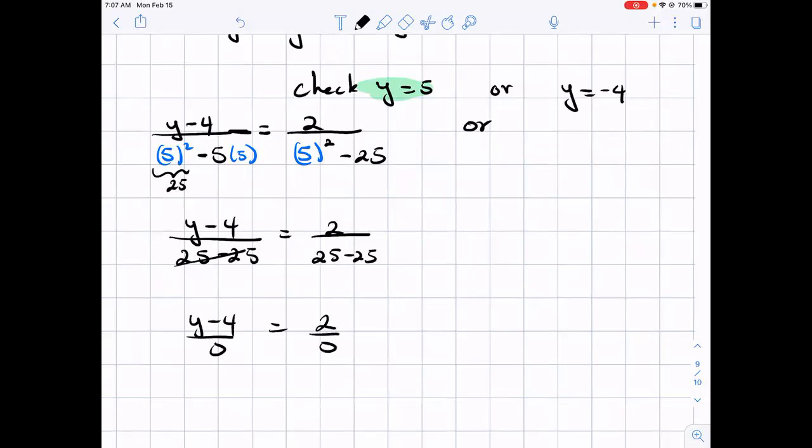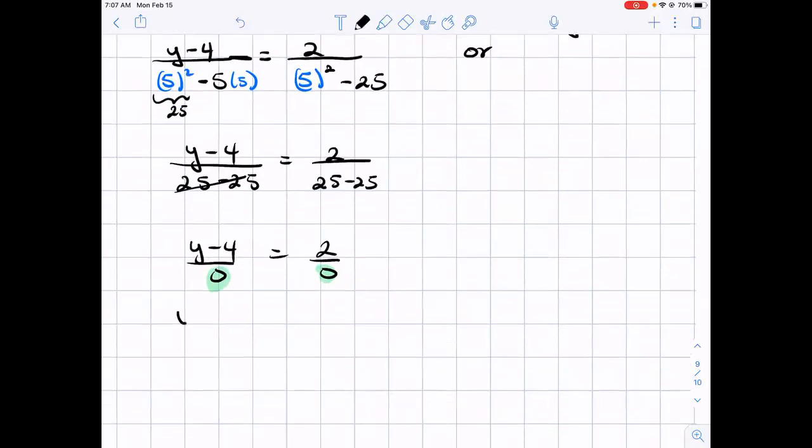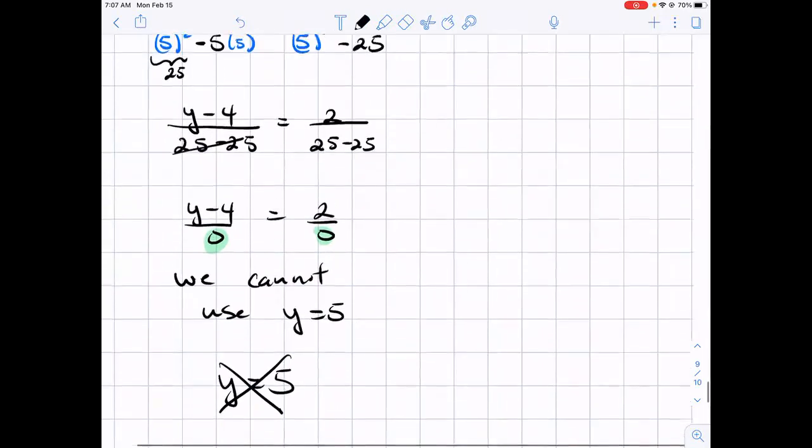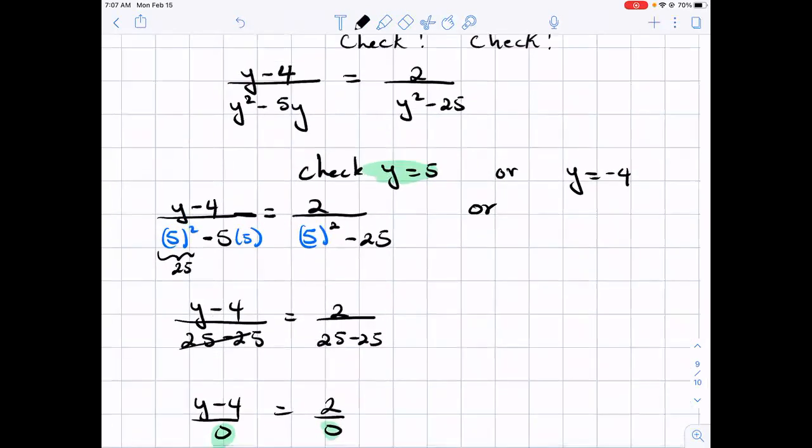And clearly this is 0, so we have y minus 4 over 0 equal to 2 over 0, and this here we cannot use. So y equals 5 will not work. Let's check the other answer. So we're going to take now this minus 4, and we also have to see if it will work, because we say either one of them should work.